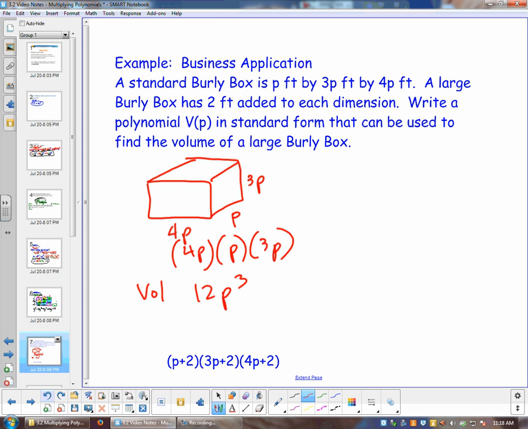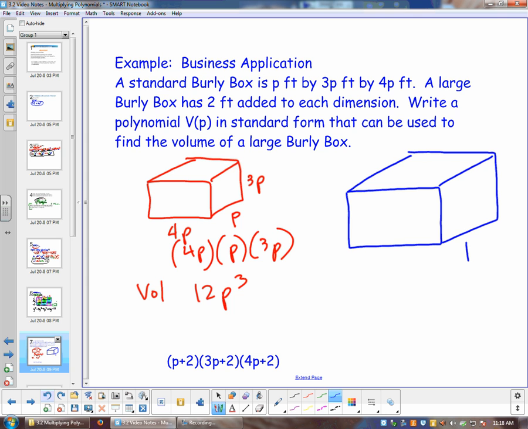But then the problem goes on to say that a large Burley box has 2 feet added to each dimension. So it's going to be a bigger box. 2 feet has been added to each dimension. So that large Burley box would be, instead of p, it would be p plus 2. Instead of 3p, it would be 3p plus 2. And instead of 4p, 4p plus 2.